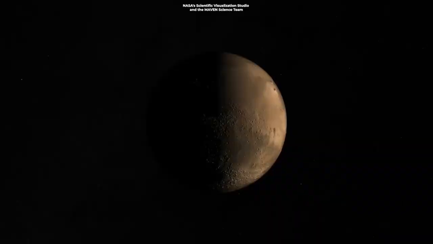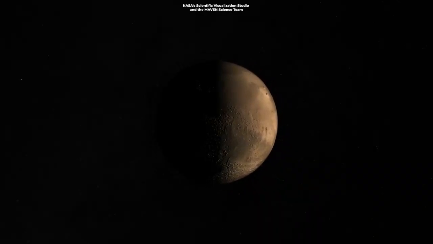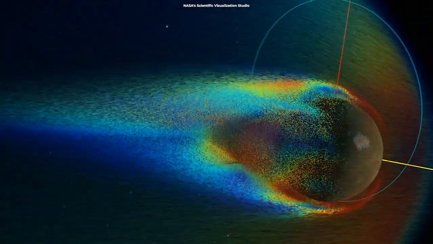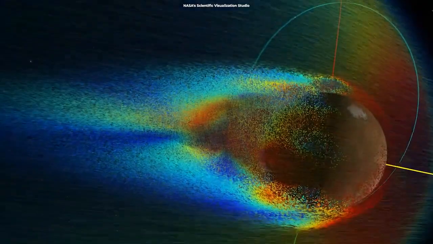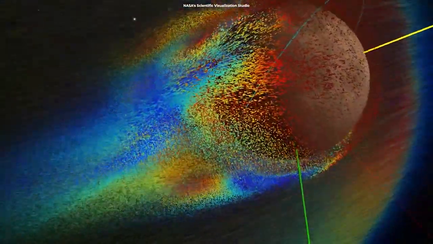While Earth dances with the solar wind, shielded by its magnetic embrace, Mars tells a different story. A tale of a planet once wet, now dry, with the solar wind playing a starring role. The red planet lacks a strong global magnetic field. Without this protective shield, the solar wind has direct access to the Martian atmosphere.